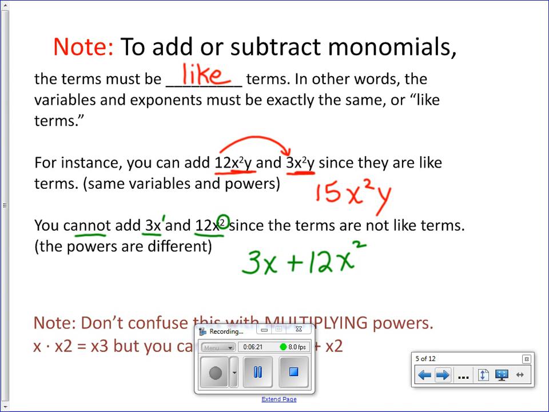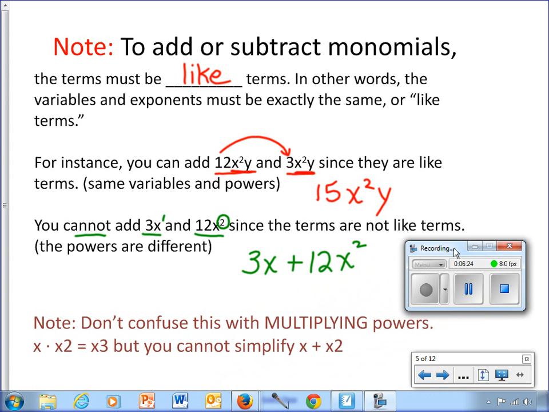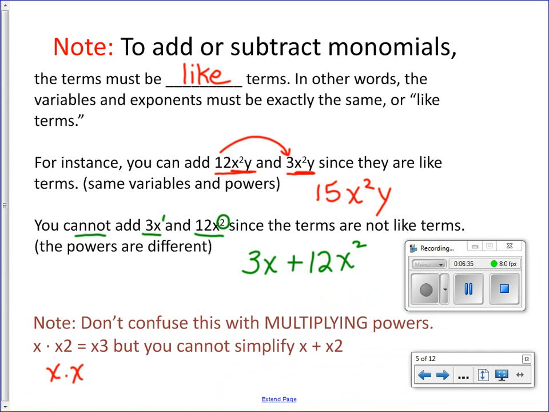All right. Now, please note, down at the bottom, don't confuse this with multiplying powers. And let me rewrite this. X times x squared is x cubed because we have x times x, and that gives us x cubed. But we cannot take x and add it to x squared because those are two different powers. And so when it comes to adding and subtracting, they have to be alike in order to combine them.